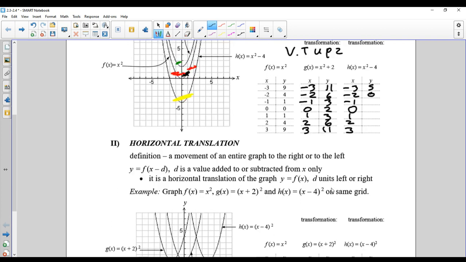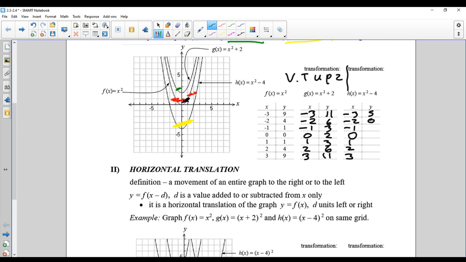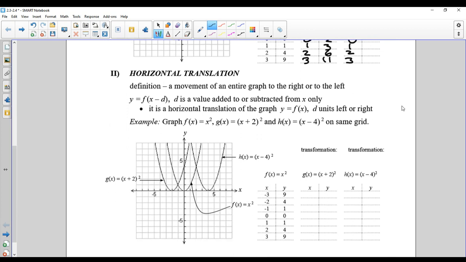Oh, by the way, let me put on top here that the second one is a VT again, but this time it's down by 4. All right, so you should put that transformation in. So you can go back later and you can see what that was.